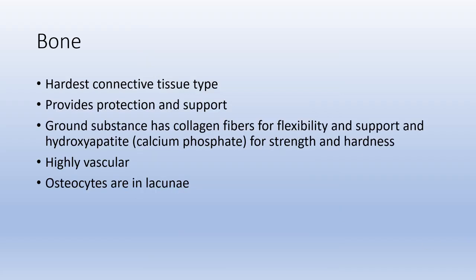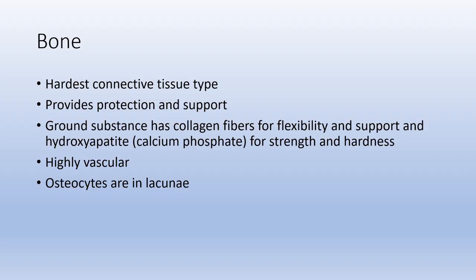Bone is another type of connective tissue. It is the hardest type. It has a very, very hard ground substance within the matrix. Its purpose is to provide protection and support. The ground substance is composed of both collagen fibers and it's called hydroxyapatite, which is the type of calcium phosphate. The collagen fiber allows for flexibility and support, and the calcium phosphate adds strength and hardness.